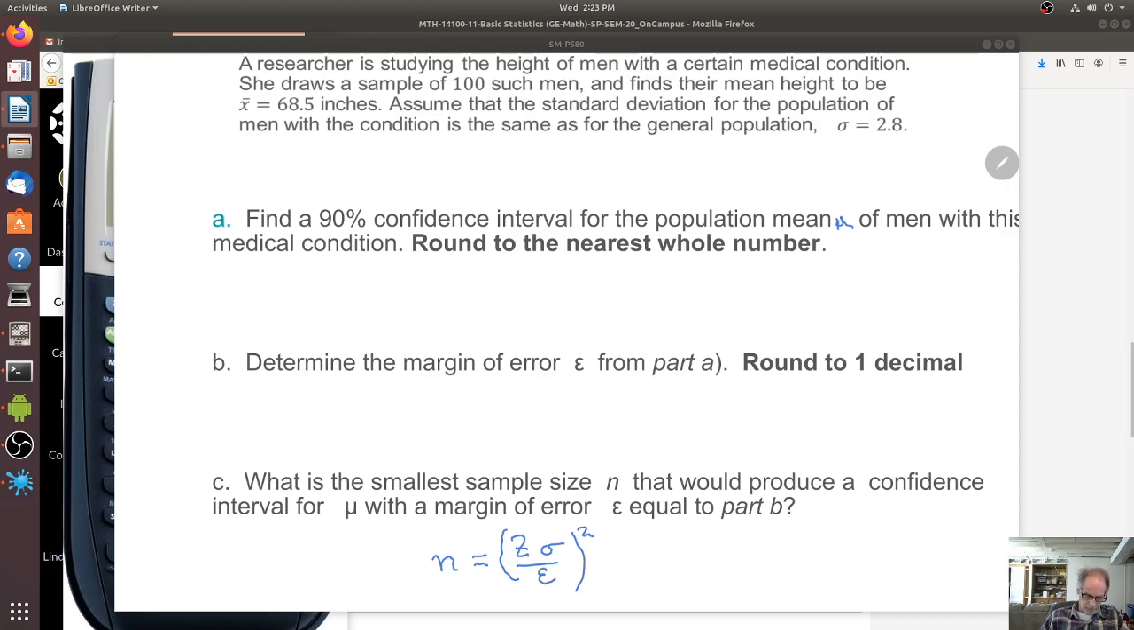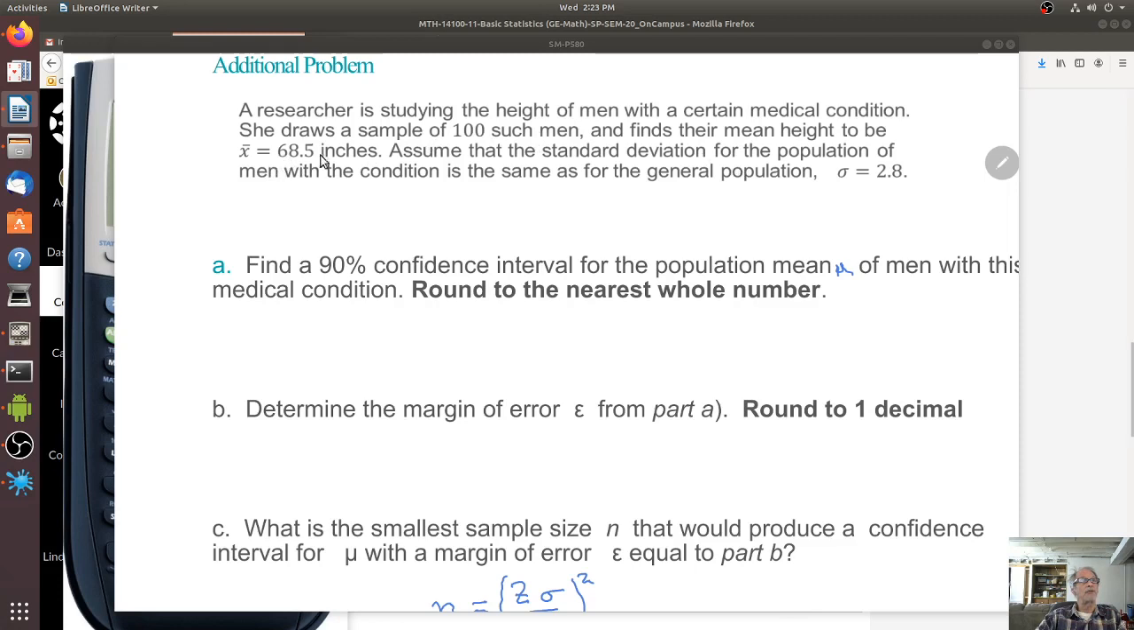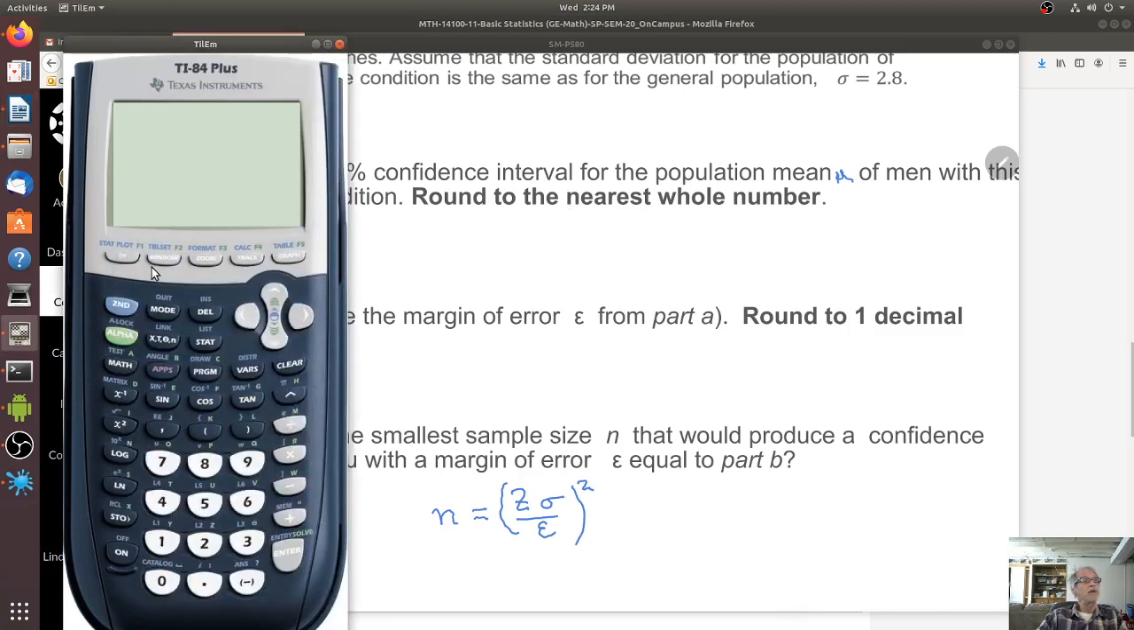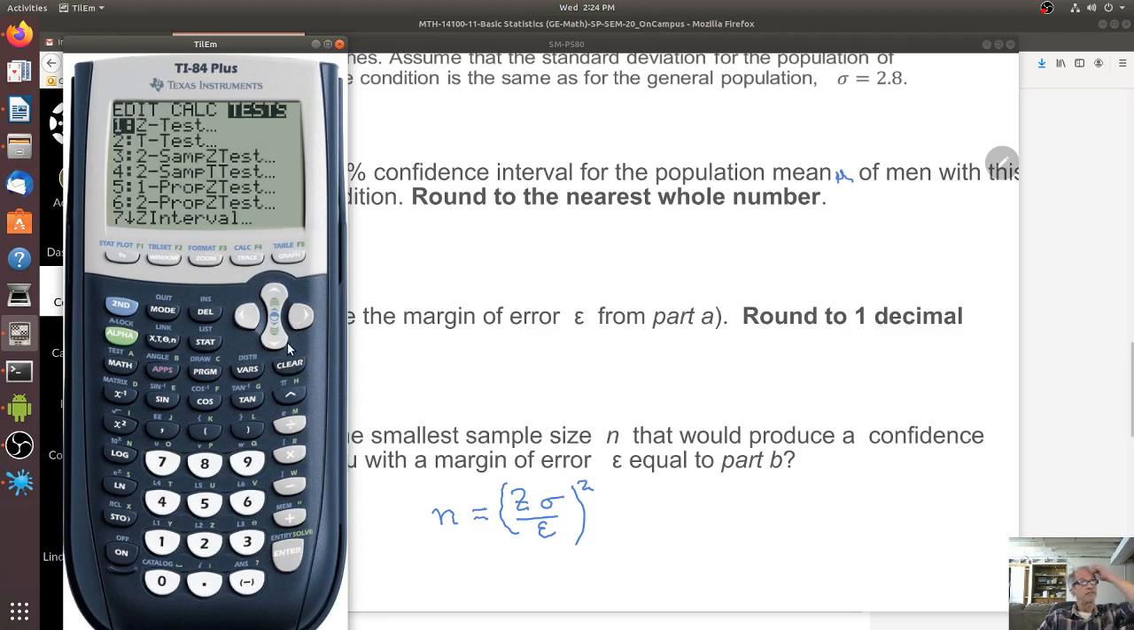All right, well, let's just do this. Find a 90% confidence interval. This is all the same stuff. 100 men, 68.5 for the sample. Sigma's 2.8. So let's turn it on. We're supposed to find a 90% confidence interval. So stat, tests, 7. Everything's the same except I will only need to be 90% confident. And do it.